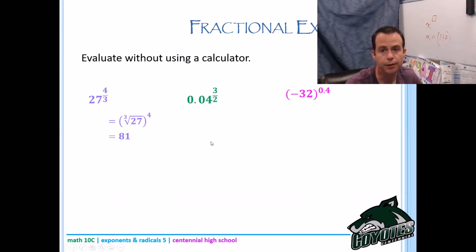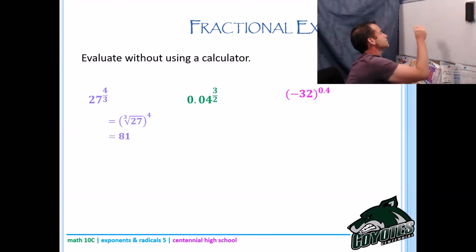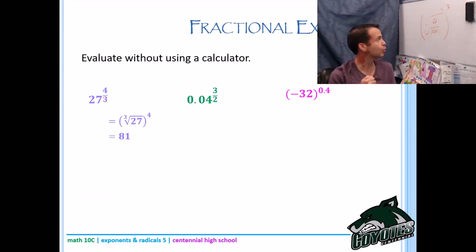0.04 to the 3 over 2. So you could look at that as 4 over 100 if you wanted. Change that 0.04 to 4 over 100. Okay, let's just do that together for a sec, because then that becomes super easy. If I took 4 over 100, I now need to take the square root of that, because that's what the 2 on the bottom is for, and then I'm going to take it to the 3. Okay, so the square root of 4 over 100 is 2 over 10.